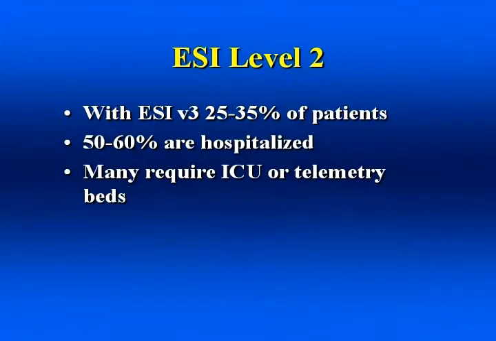ESI Level 2 patients remain a high priority. The triage nurse and the emergency department staff should be working together to facilitate rapid placement of the patient into an open bed, which is not an easy situation in this era of emergency department overcrowding. Patients assigned to ESI Level 2 were identified by an experienced triage nurse as someone who shouldn't wait. With ESI version 3, about 25 to 35% of patients were identified as ESI Level 2. 50 to 60% of these patients were hospitalized, and many required intensive care or telemetry beds.